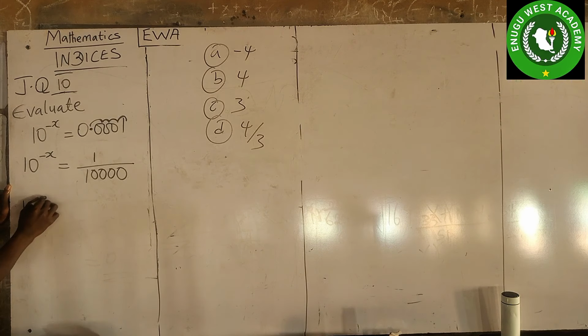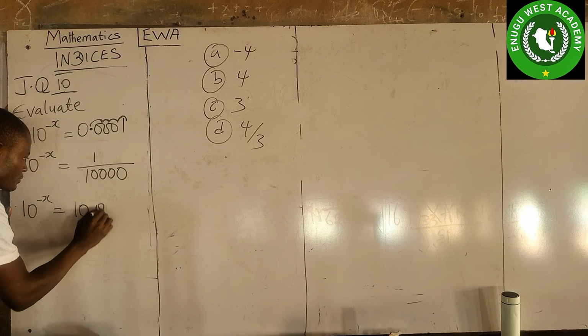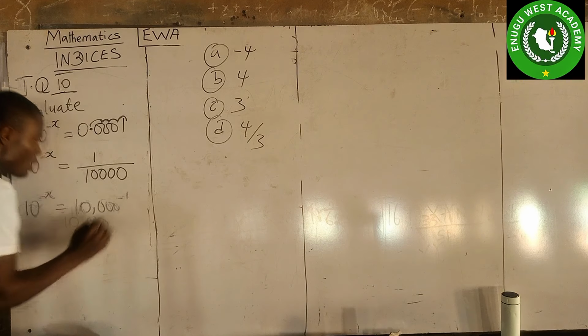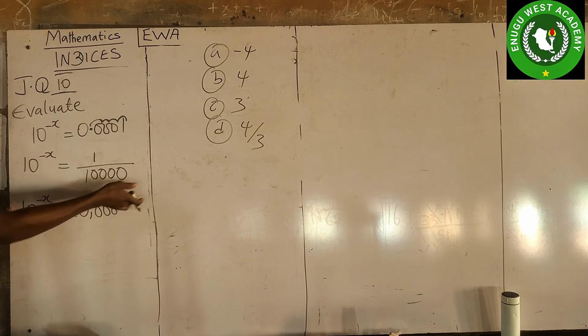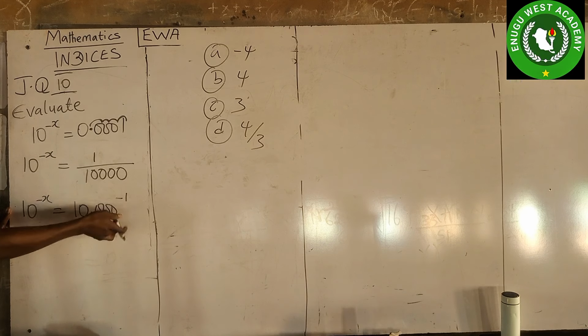So if we are going to have 10 raised to power minus x is equals to. Now, do you remember our reciprocal law, our negative index? 1 over 10,000 means 10,000 raised to power minus 1. Do you remember? 10,000 raised to power minus 1 will turn to 1 over. So now we are going to have 10 raised to power minus x equals to.